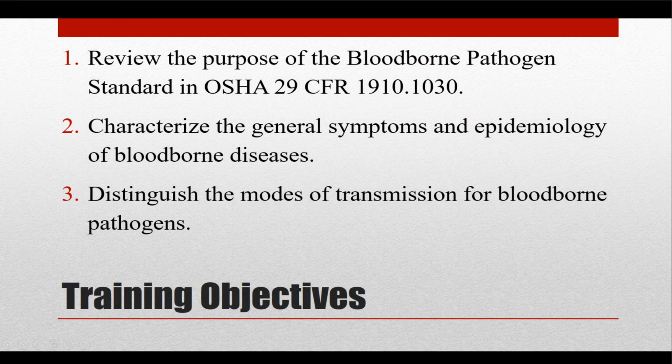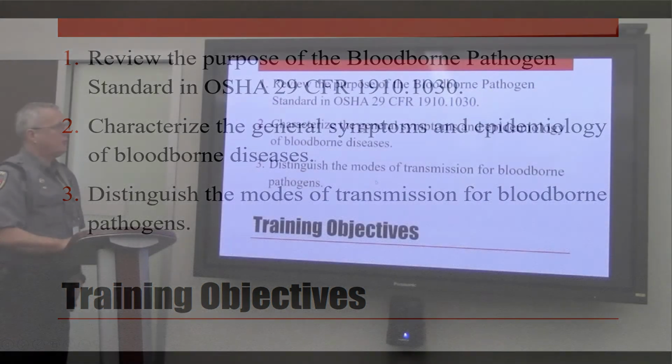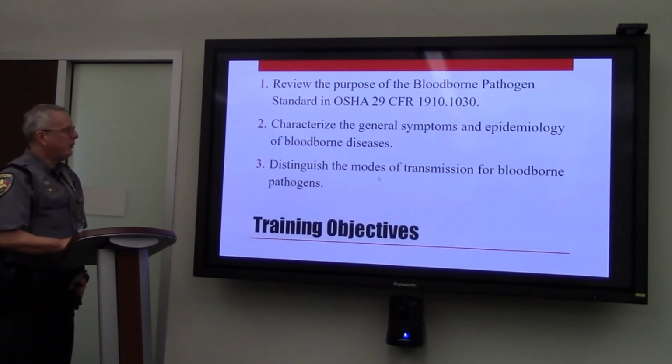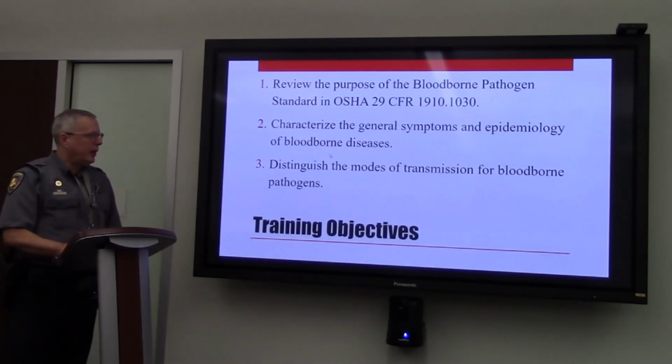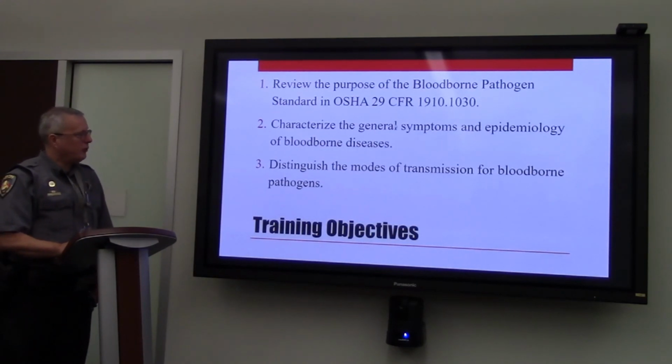Let's go back over our training objectives to make sure we covered everything. Review the purpose of the Bloodborne Pathogen standard in 29 CFR 1910.1030. I think we went over that. General symptoms and epidemiology of bloodborne diseases. We talked about HIV, hepatitis B, hepatitis C, and MRSA. We also discussed briefly COVID infections.